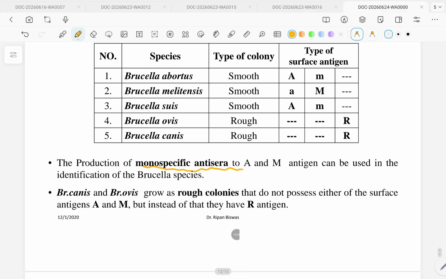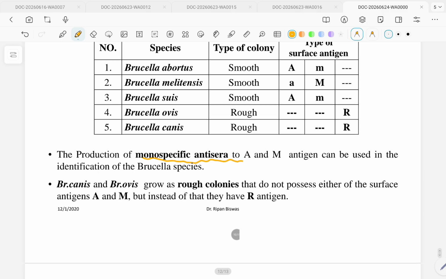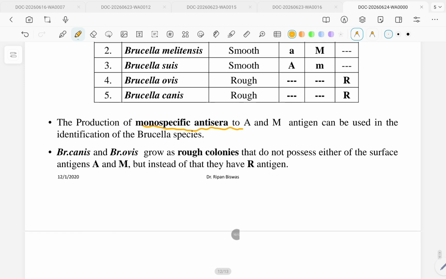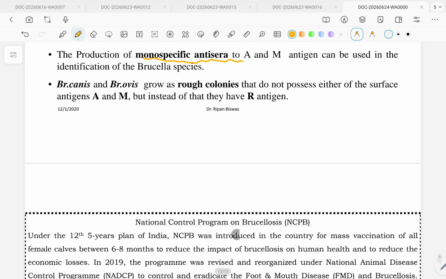Brucella canis and Brucella ovis grow as rough colonies that do not possess either of the surface antigens A and M, but instead have R antigen.